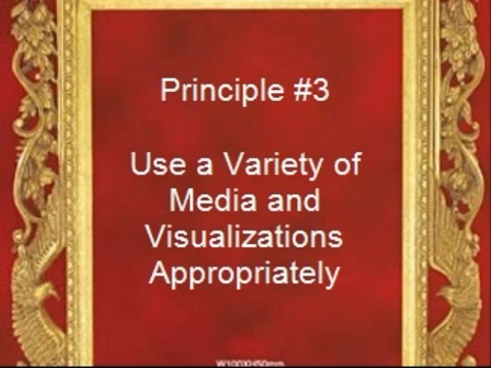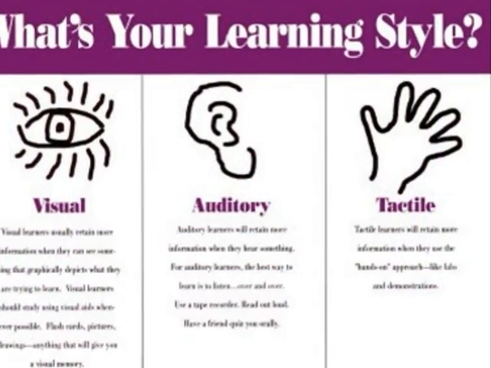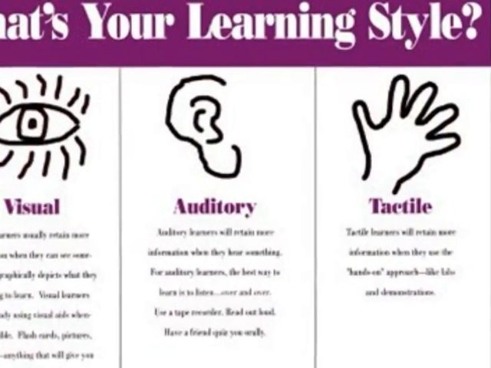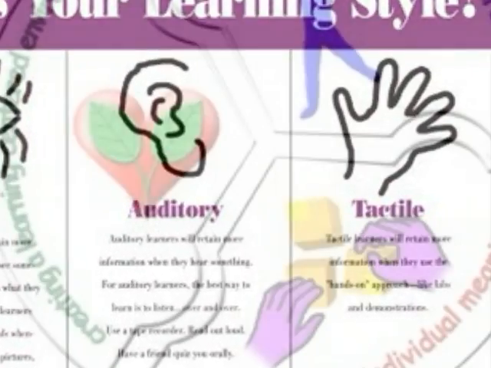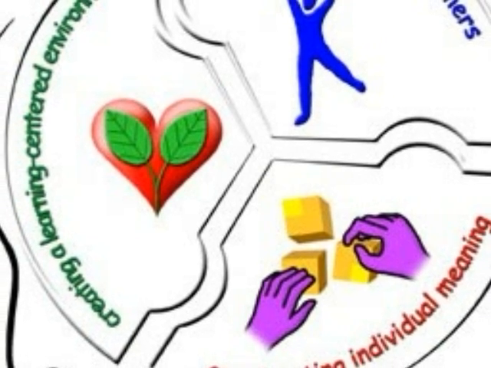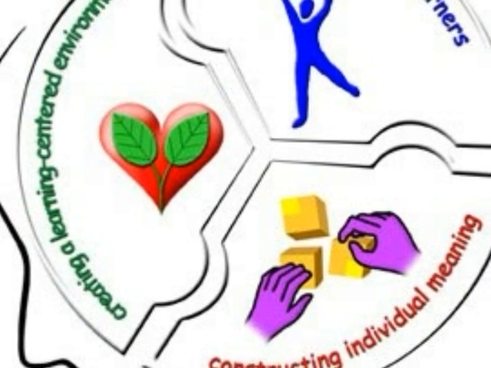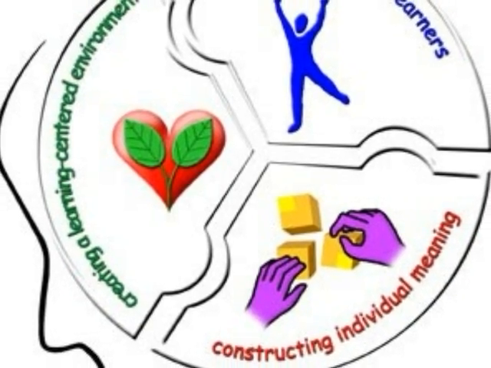Principle number 3. Instructors should use a variety of media and visualizations appropriately. Various learning styles are best engaged by using a variety of media to achieve learning outcomes. Selection of media may also depend on nature of content, learning goals, access to technology, and the local learning environment.